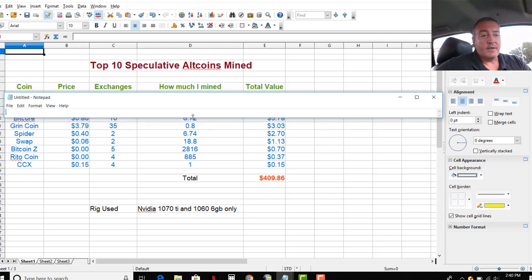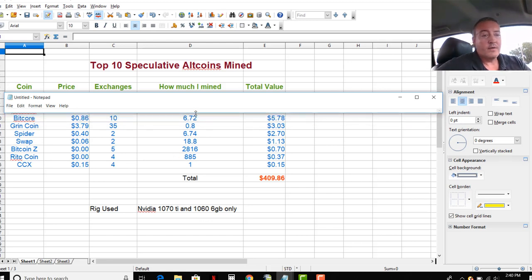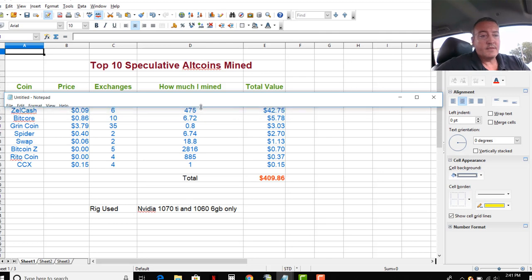Number four on the list, Bitcoin. Another one I did somewhat recently, 86 cents a coin right now. It's on a solid 10 exchanges, 6.72 Bitcoin in 24 hours, giving me $5.78. So that is by far the best one over a 24-hour period as far as total value mined. $5.78, not a bad 24-hour mining for just these two cards. All right, so what do we have next?